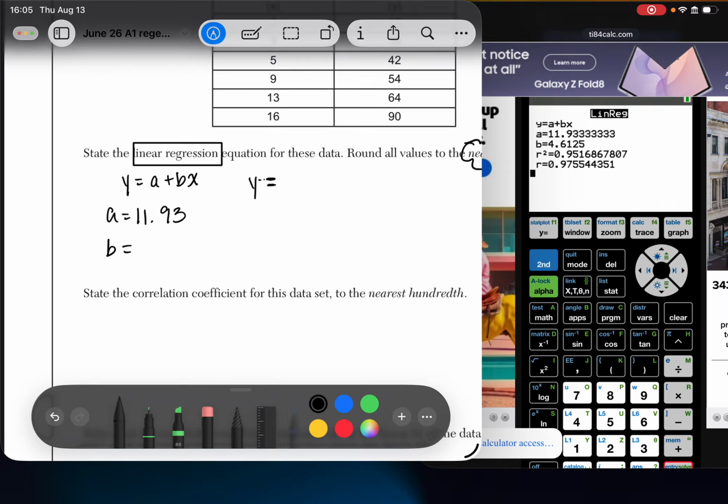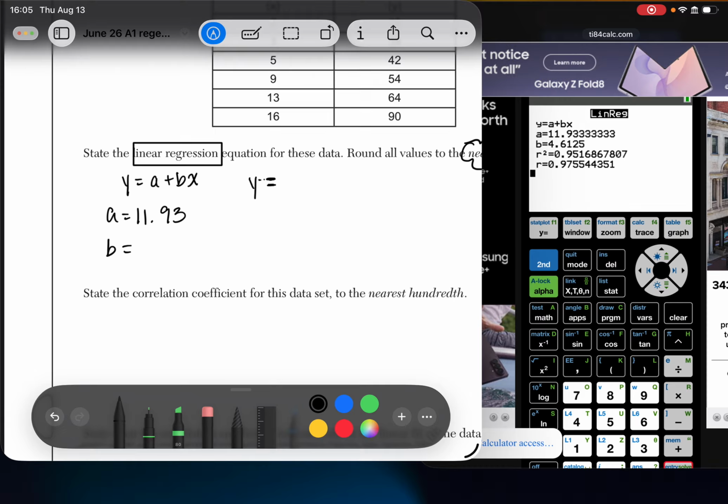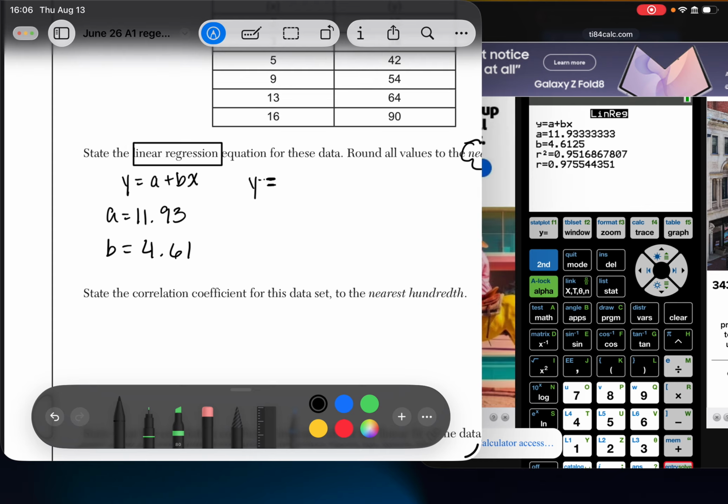The 6 is in the tenths place, the 1 is in the hundredths place. So we're going to look next door at that 2 in the thousandths place. And since it's below 5, that means that the 1 will stay the same. So we have 4.61. All right, from here we just plug it into our equation.